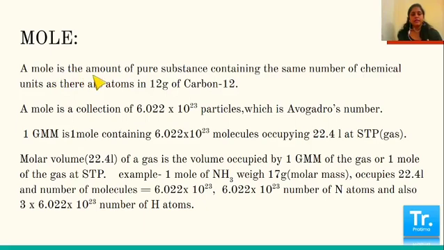A mole is the amount of pure substance containing the same number of chemical units as there are atoms in 12 grams of carbon-12. So 12 grams of carbon-12 contains how many atoms? That equal number of chemical units is called 1 mole. So I repeat, 1 mole is the amount of pure substance containing the same number of chemical units as there are atoms in 12 grams of carbon-12.